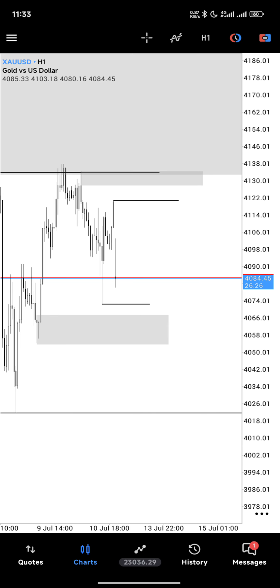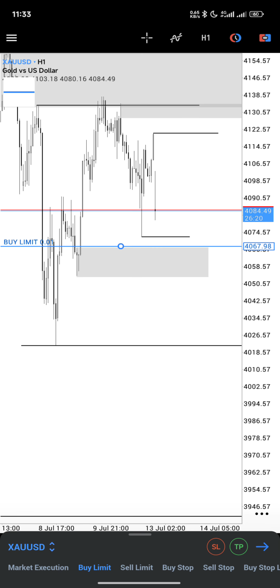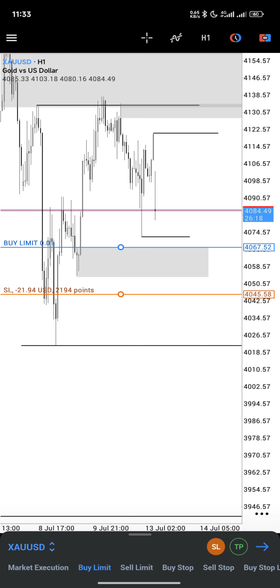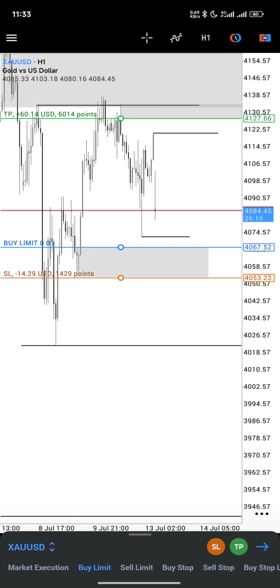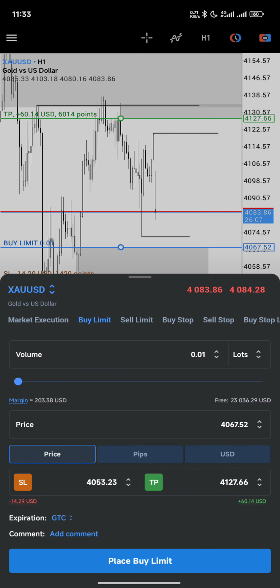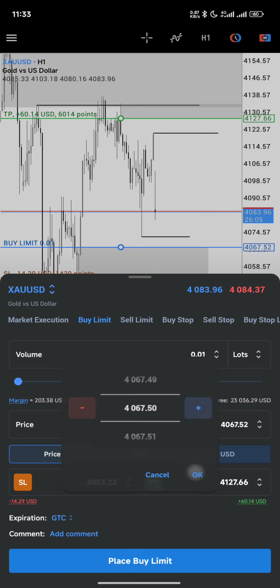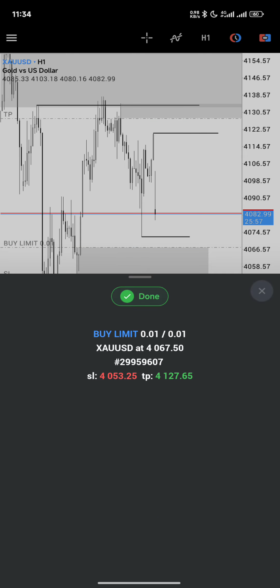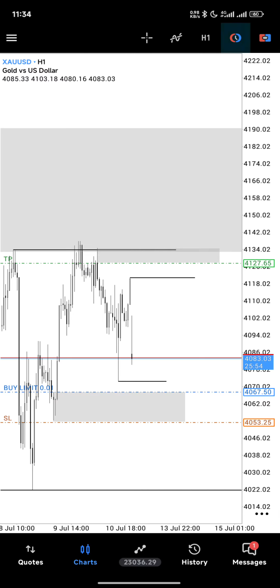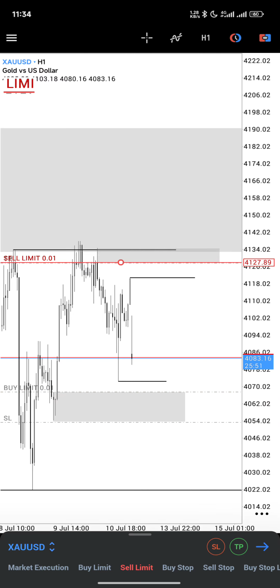So basically this is what I'm saying. I'm going to buy in here, I buy here, my stop loss is here, my take profit is here. Did you get that? So I'm just going to make it run figures. There you go. And then I'm going to sell here. My stop loss is just going to be above these levels.